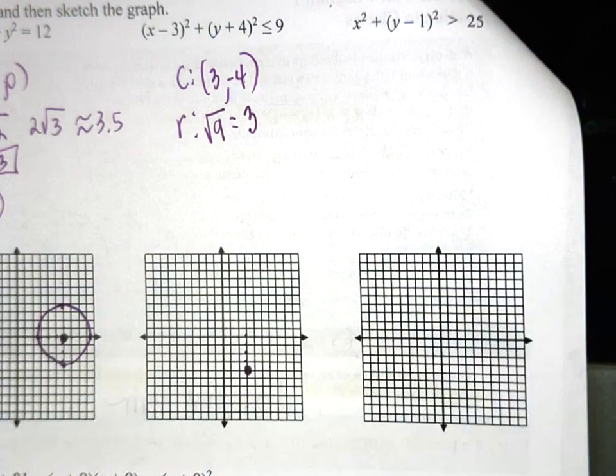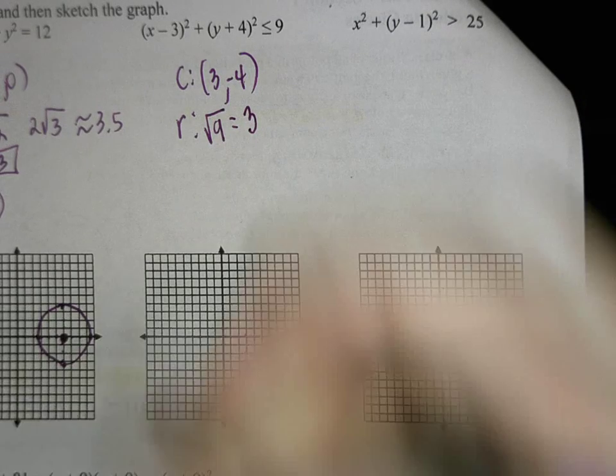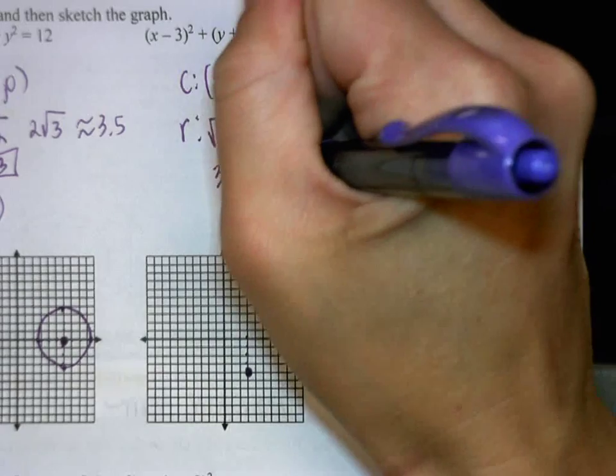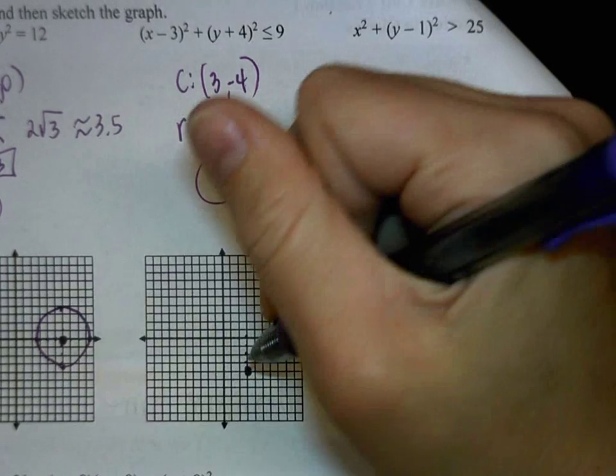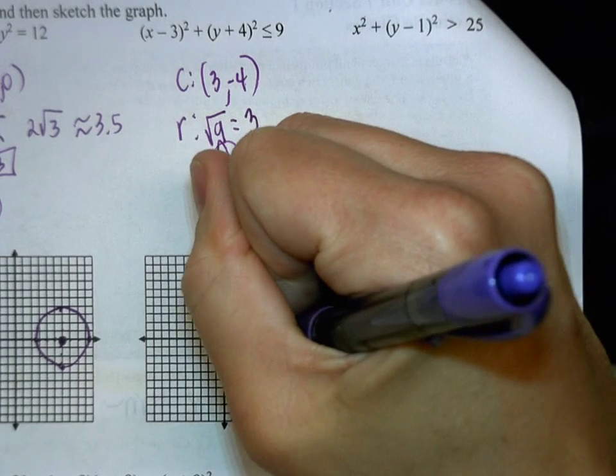Square root of 9 is 3, because 9 breaks down to 3 times 3. We have a pair of 3's. The answer is 3. Okay, so now we're going to go 3 in every direction to draw our circle. So we have 1, 2, 3.